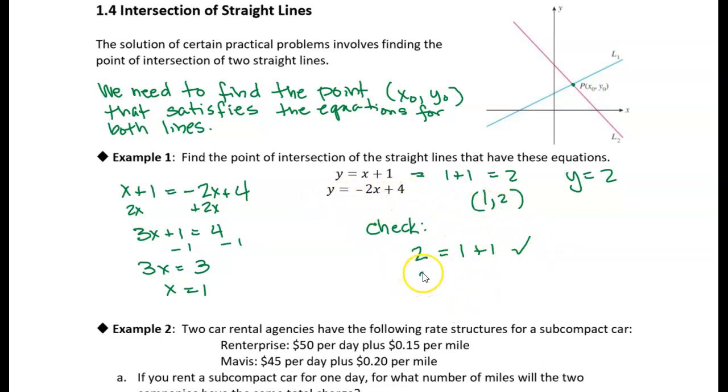Y is equal to 2. So 2 is equal to, I have minus 2 times x, which is 1, plus 4. So minus 2 plus 4 is 2, so that checks out too. So we've shown that, yes, okay, that is the point of intersection for those two lines. They intersect at the point 1 comma 2.